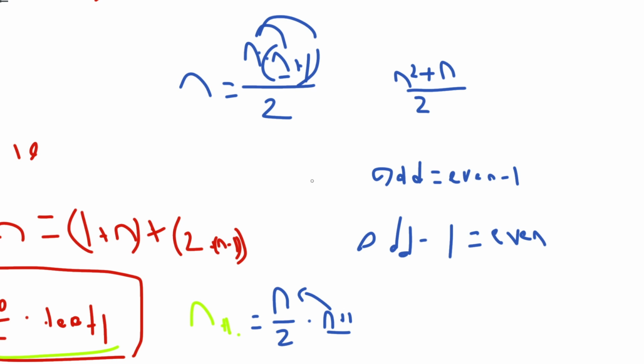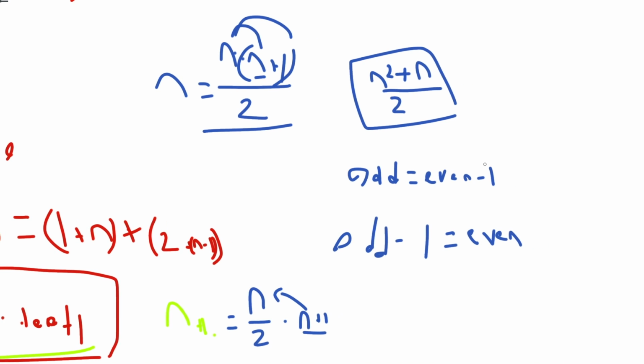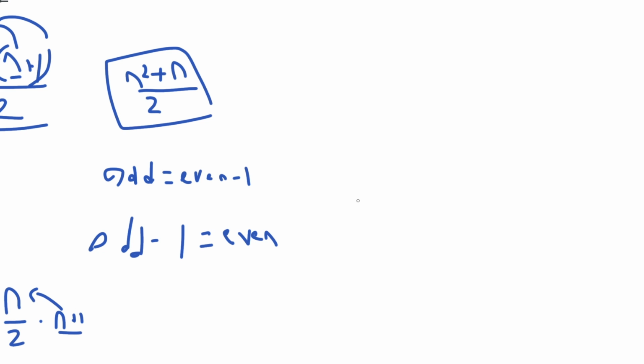Okay, so for an odd number, let's just use the equation that we already got, but replace all the n's with n minus 1. But then that's just going to calculate the number before it, so we have to add an n to the entire thing. So we're going to put (n minus 1) squared plus (n minus 1), divided by 2, and then we're going to add n.